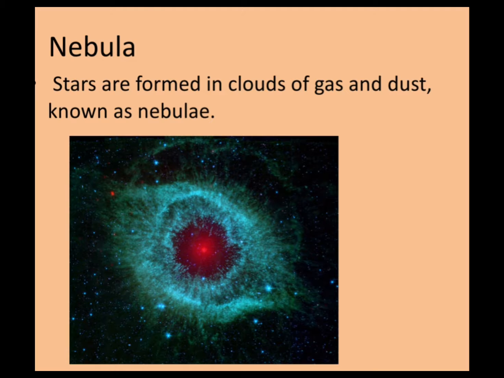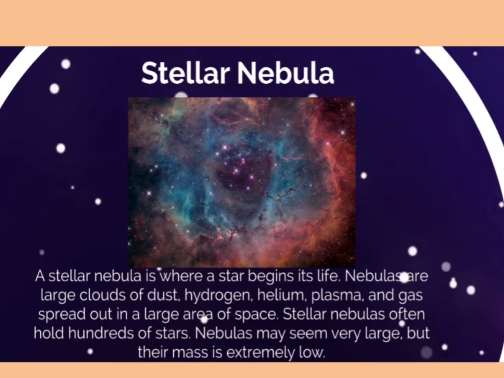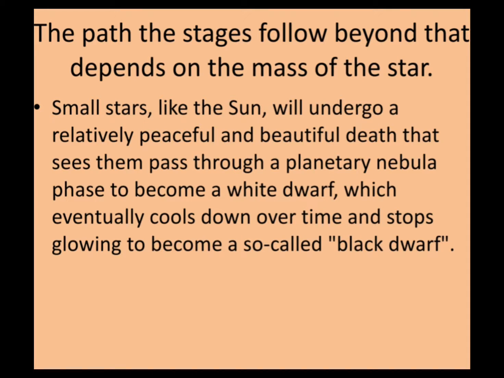The nebula. The stars that are formed in clouds of gas and dust, they are known as nebulae, and as you can see in the picture, this is the nebula. A stellar nebula is where a star begins its life. Nebulas are large clouds of dust, hydrogen, helium, plasma, and gas that spread out in a large area of space. Stellar nebulas often hold hundreds of stars. Nebulas may seem very large, but their mass is extremely low. The path the stages follow beyond that depends on the mass of the star.